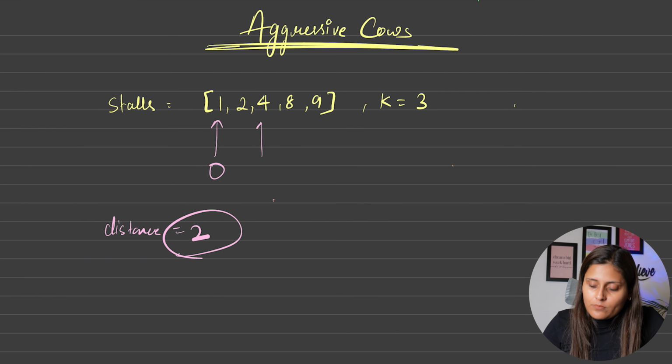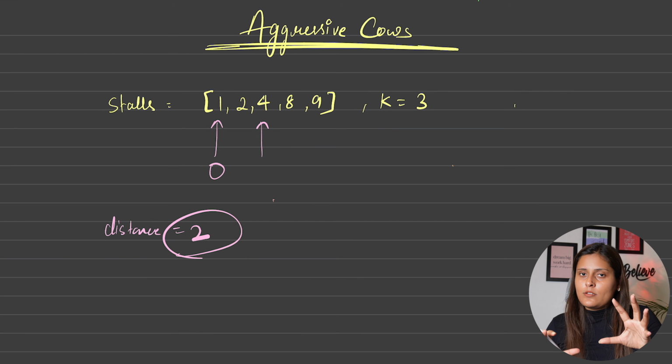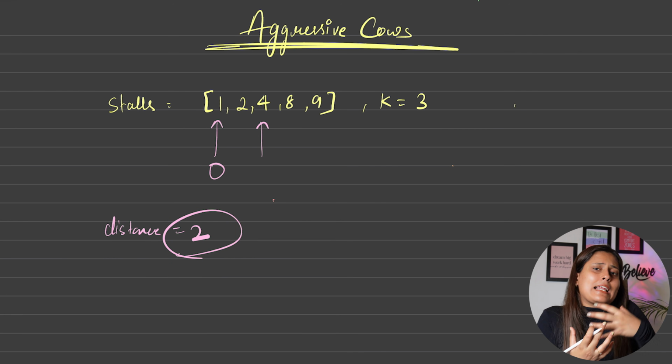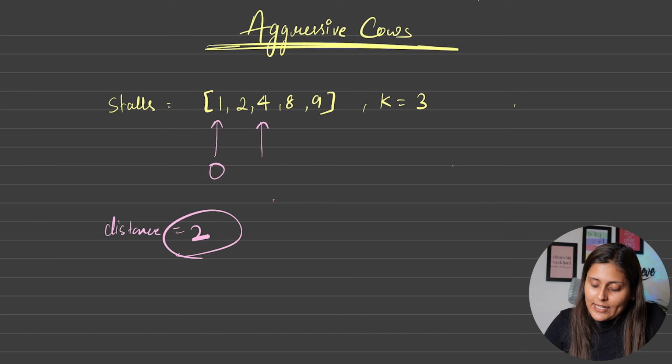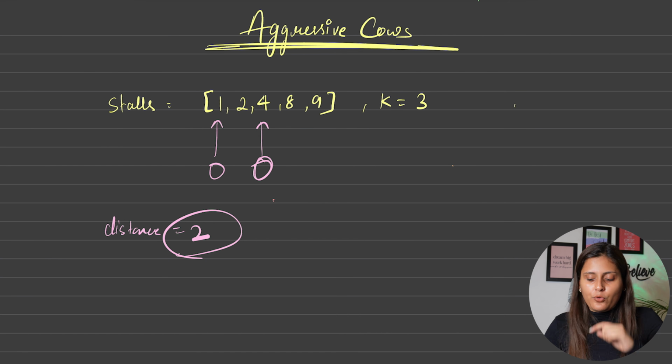Now can I put at 4? Yes, I can. Why? Because the distance is 4 minus 1, which is 3. Now the minimum allotted distance was 2, meaning it should be at least a gap of 2, and it is at a gap of 3, so hence it is possible. So the next cow we can put at the 4th number.